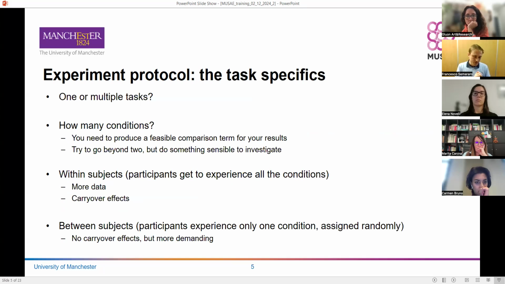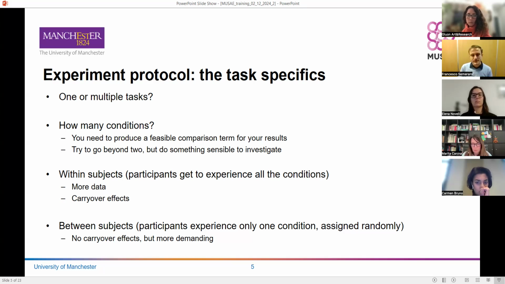Again, continuing with the task description, you need to detail all the technicalities of your task, starting from whether you need one or more than one task to assess the quality of your prototype. Again, it strictly depends on your application, and you have to understand which tasks are suited for you to make your point about the advantage that your prototype offers to the users.